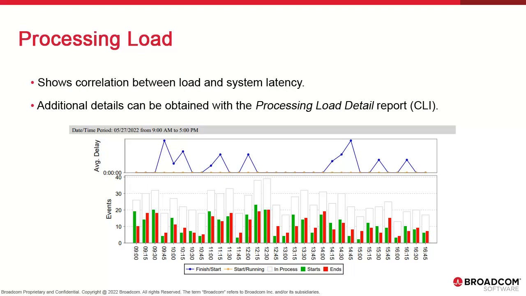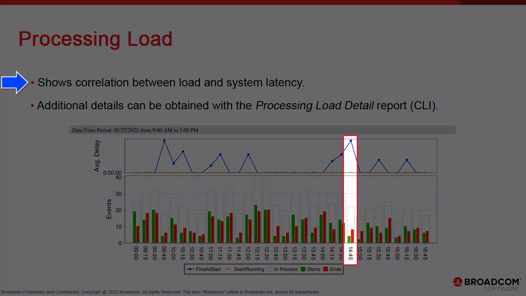The processing load report uses operational data to understand the busiest processing times during the day. It shows a time period on the horizontal axis with two charts. At the top, we see instances of delay with the two main types, finish to start in blue and start to running in orange. In the bar chart, for each time interval, you'll see starts, end, and in progress jobs. Using these two charts, you'll be able to correlate events and delays and identify possible system-based issues.